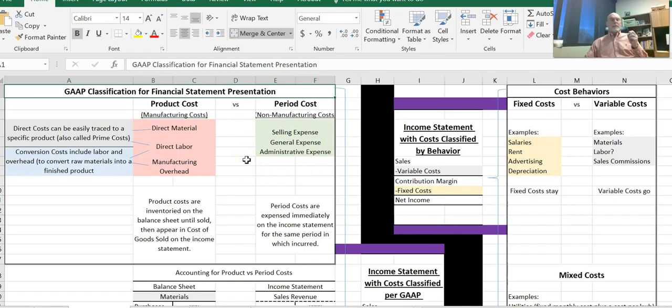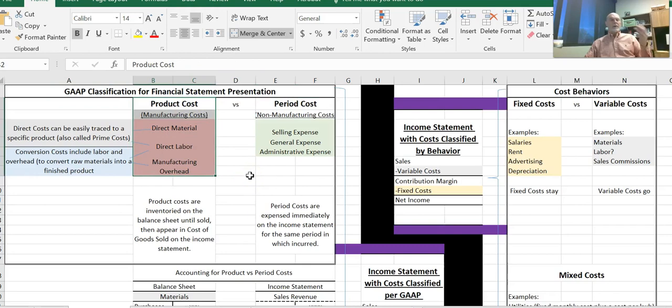When a company incurs a cost, some of those costs are related to the production of the product. We call these manufacturing costs, and that includes the cost of the materials, the cost of the labor, and then the rest of the manufacturing operations. We call that manufacturing overhead.